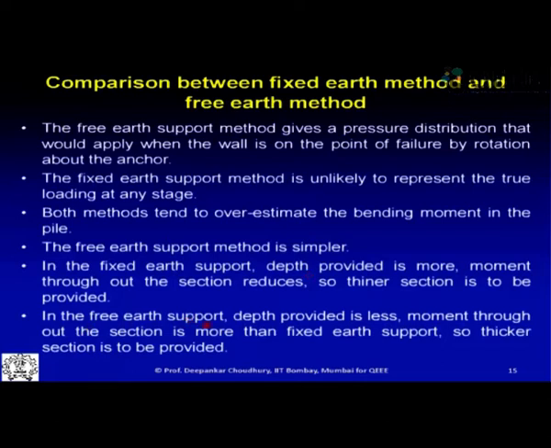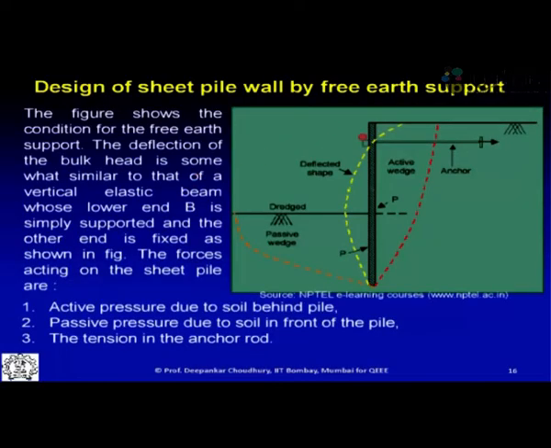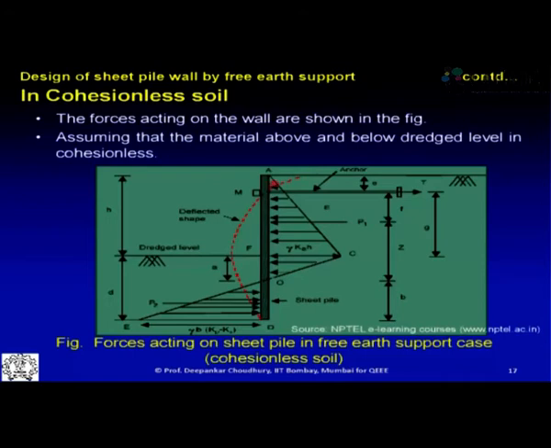Whereas in the case of free earth support, the depth provided is less, but the moment coming to the section is comparatively higher than the fixed earth support. So a thicker or larger section for the case of free earth support is necessary for sheet pile wall design. So this is how, for the free earth support condition, we have mentioned the different sides, the active side and passive side, etc. And accordingly we have seen how this net pressure diagram acts for the case of cohesionless soil in the free earth support condition.